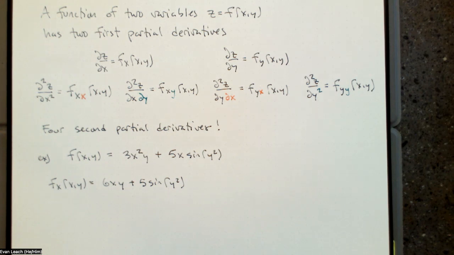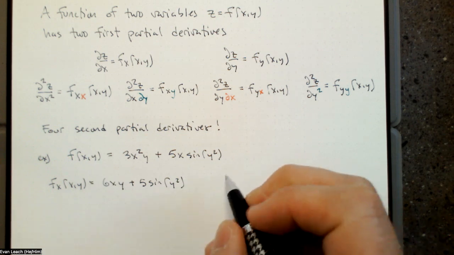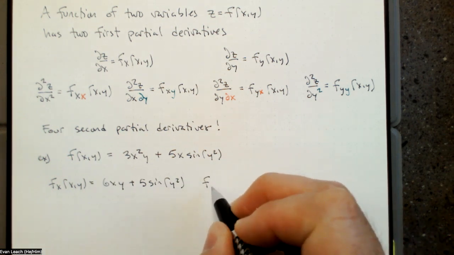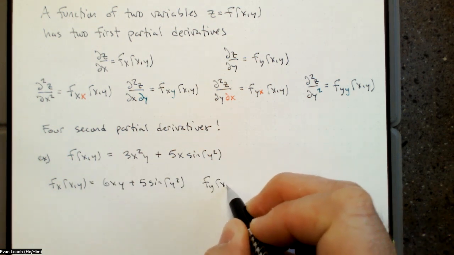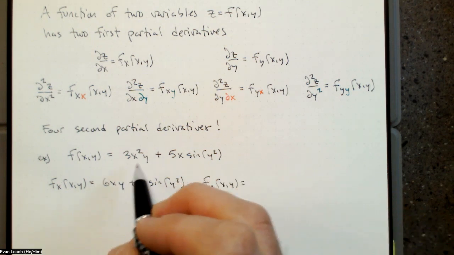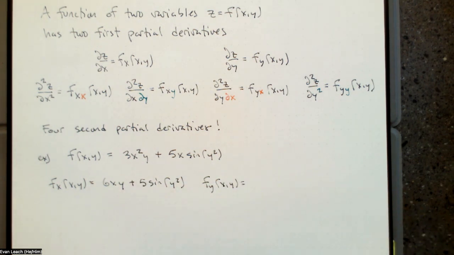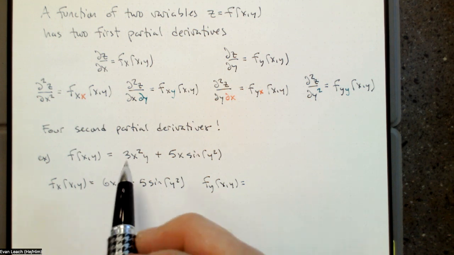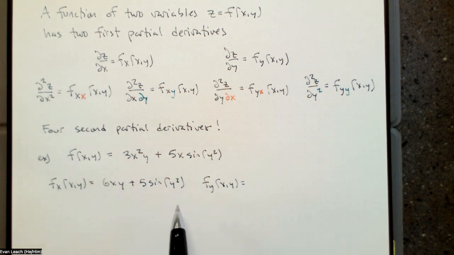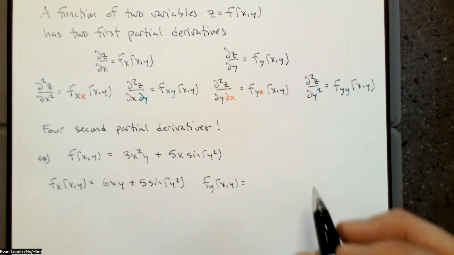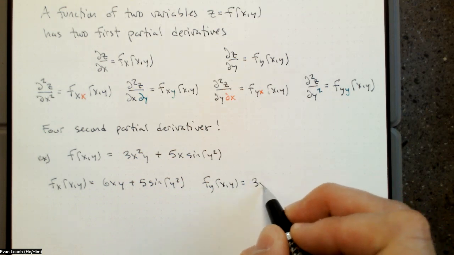In the partial with respect to y category, fy. We take the partial with respect to y. Now x is going to be a constant. So in this first term, 3x squared, that's a constant factor. The derivative of y to the first is 1. So I get 3x squared.